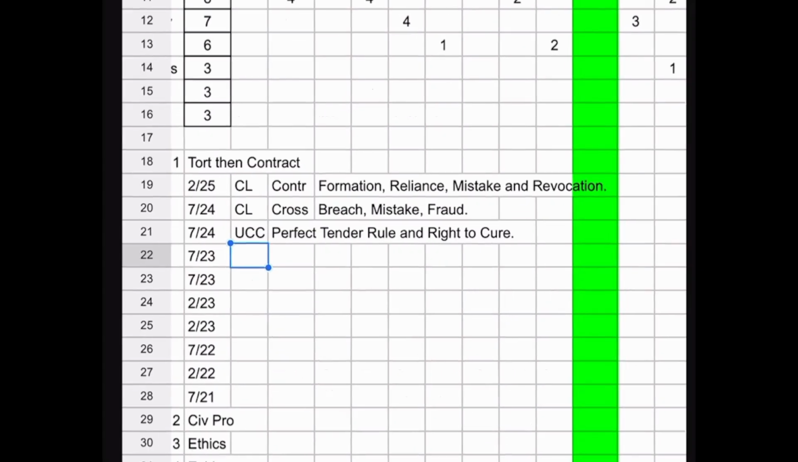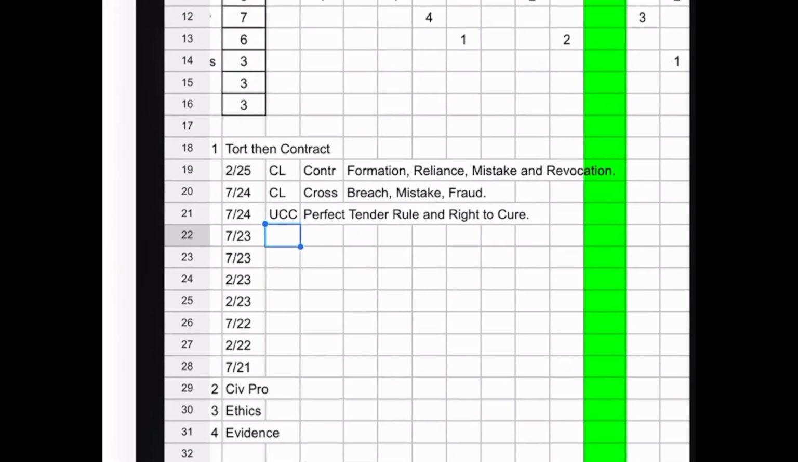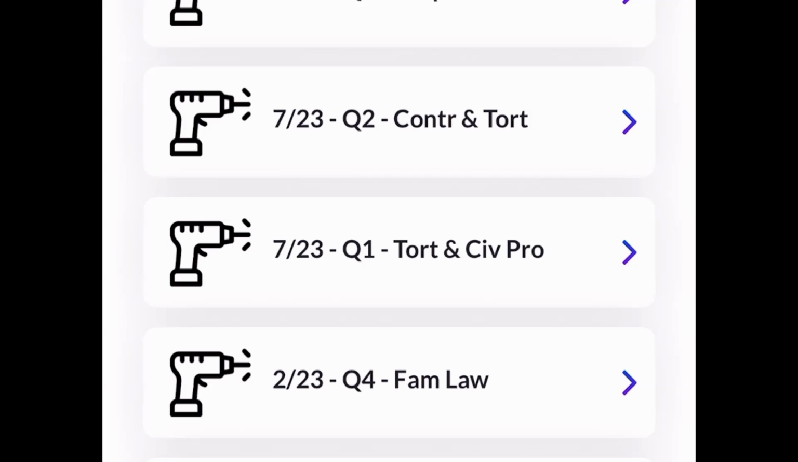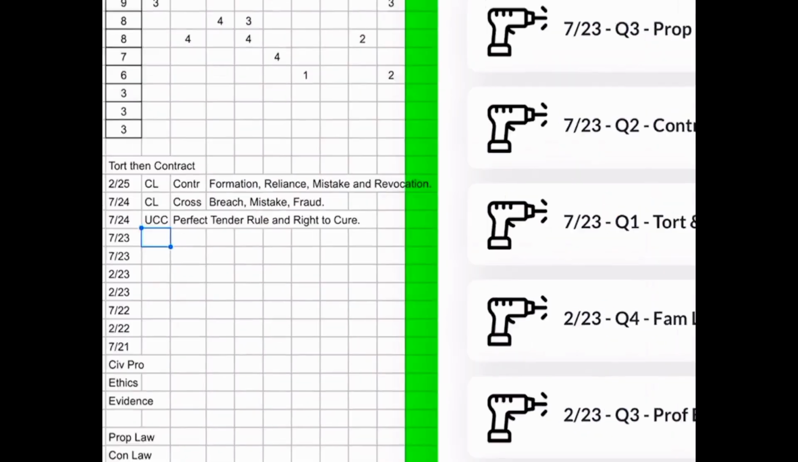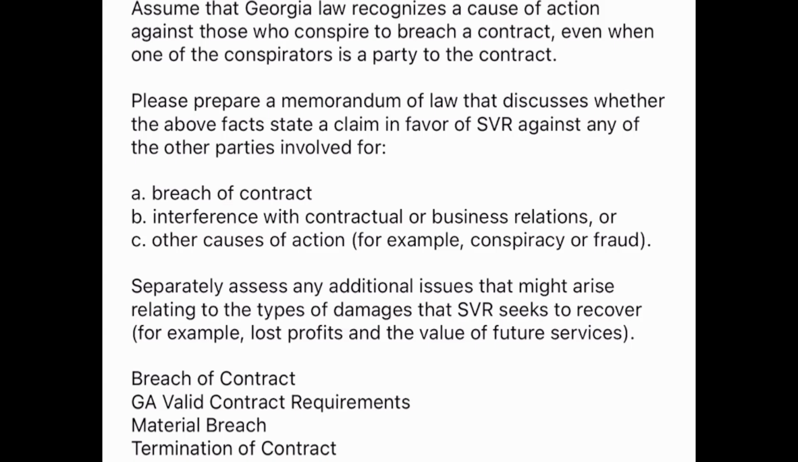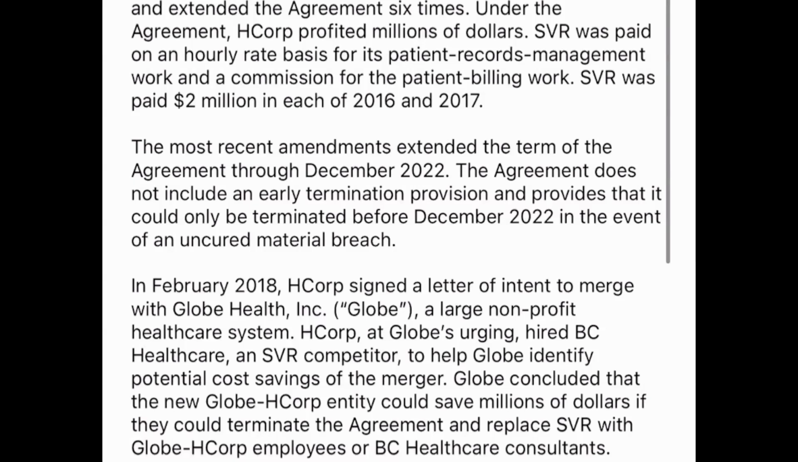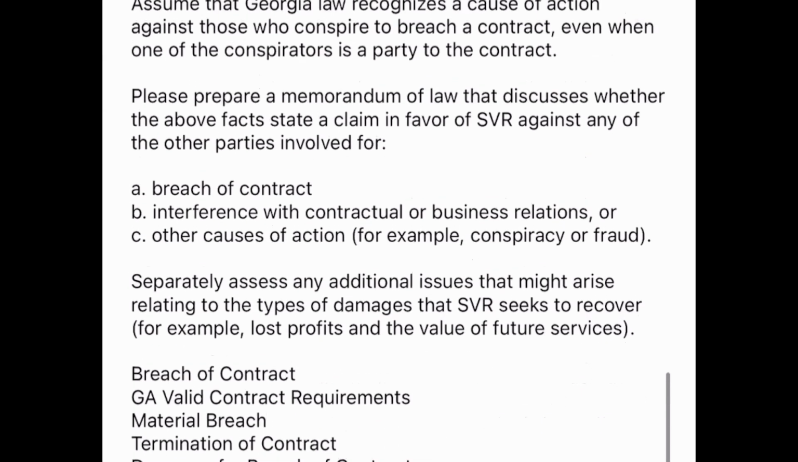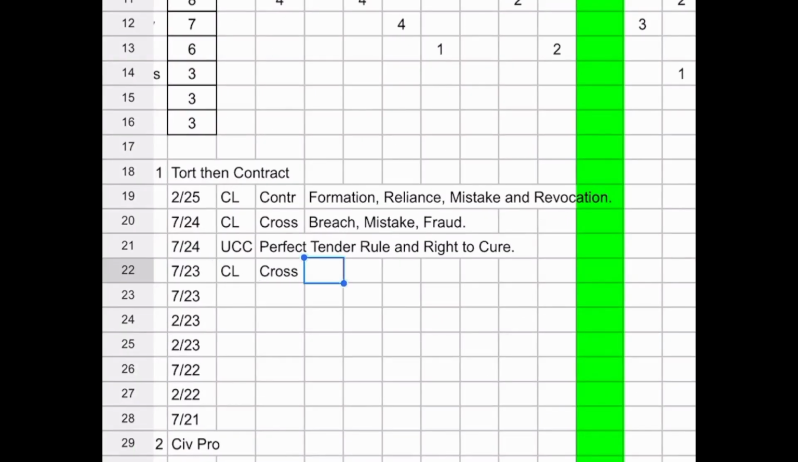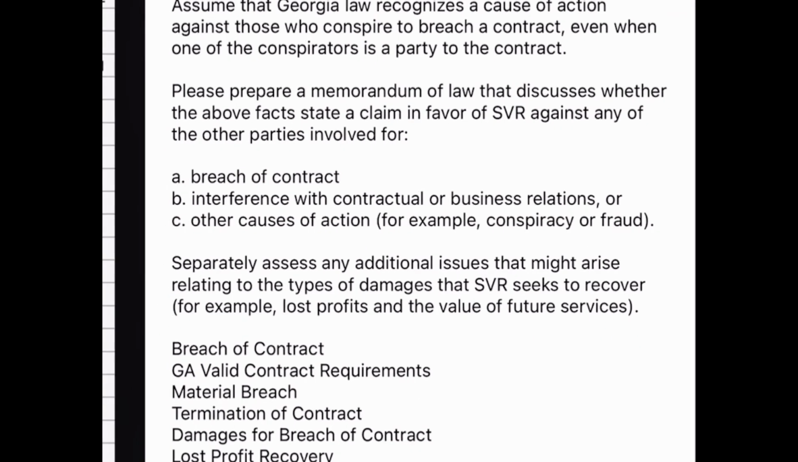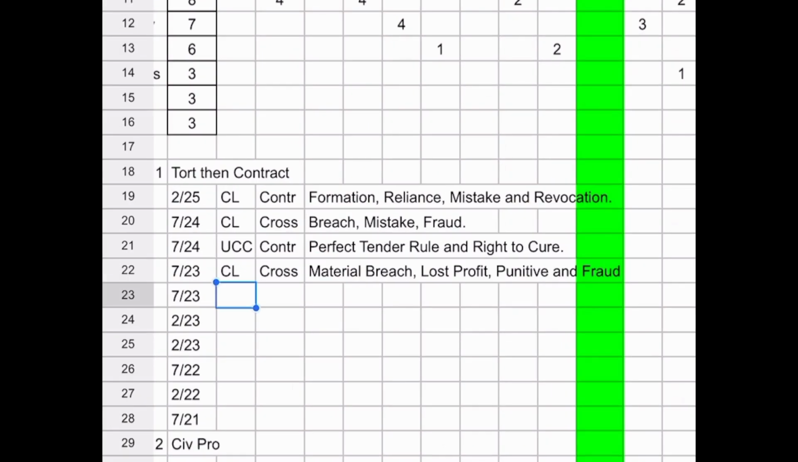Okay, let's take a look at 723, either tort or contract. 723. Oh, this was a crossover. Sorry. 723, contract and tort. 723 Q2. So we have breach, material breach, termination, profit. What is this here? I think because this looks like a service, it's common law. Let's categorize it that way. So I would say material breach, lost profit, punitive damages, and fraud.